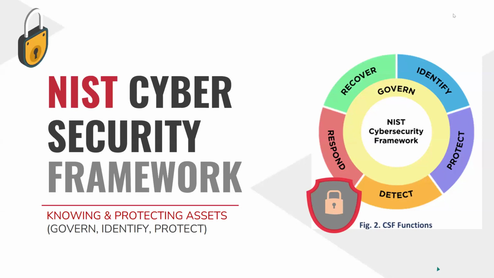So these three functions are going to help us identify what is important to us as an organization and how to protect these things that we've identified. So today, that is all we are going to do. We are going to look at these three functions: govern, identify, and protect. We are going to dive deeper into how to go about it, how to implement it in our organization.